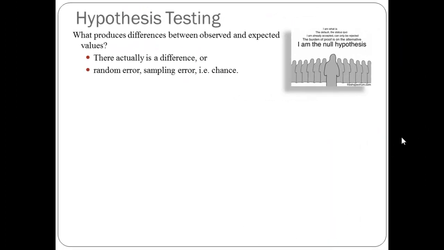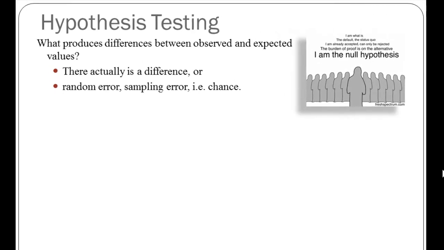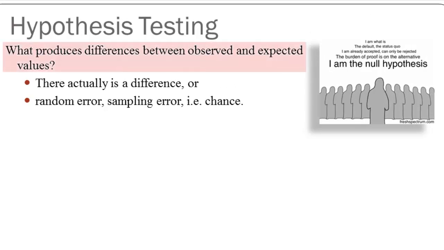When we do hypothesis testing, we're looking for the answer to this question. What produces the differences between our observed and our expected values? And there's two possibilities. First, there actually is a difference. For example, again, comparing average income for men to average income for women, there may actually be a difference between those two averages that is statistically and substantively important. And hopefully my test of significance set up in my hypothesis test will capture and identify that difference. On the other hand, an alternative explanation is that whatever difference I observe is due to chance. In this case, it would be random error or sampling error.